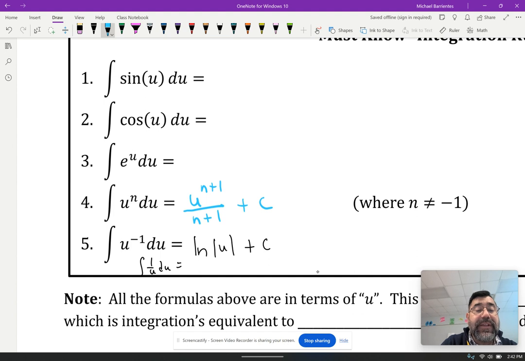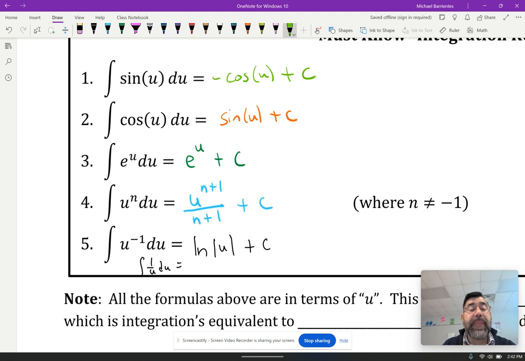The antiderivative of e to the u would be e to the u plus c. The antiderivative of cosine u would be sine u plus c. And the antiderivative of sine u would be negative cosine u plus c. So these are rules you're just going to have to know. These are the reverse of the rules you learned in the fall semester. In the spring semester, we're just going backwards, reversing everything that we talked about.